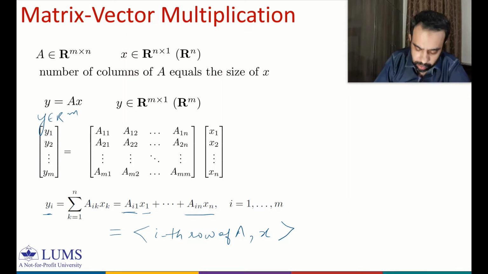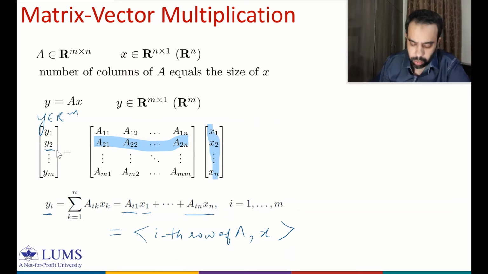For example, this y2 would be given by the inner product between this second row and this vector. So y2 would be a21 x1 plus a22 x2, and so on and so forth, plus a2n xn. So that's how we define matrix vector product.